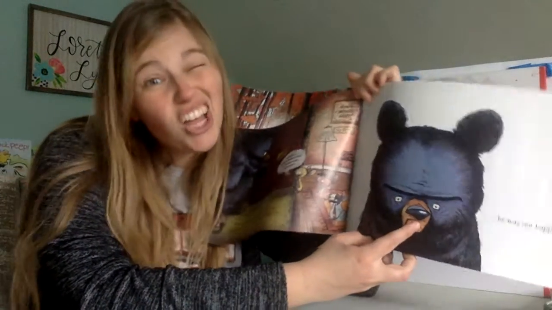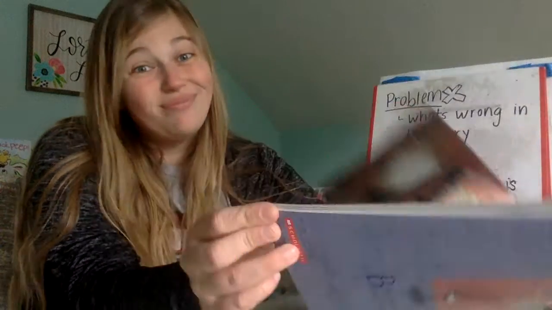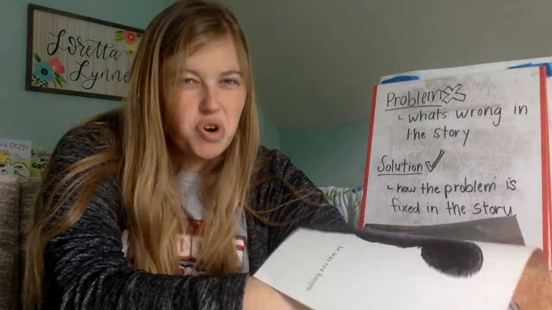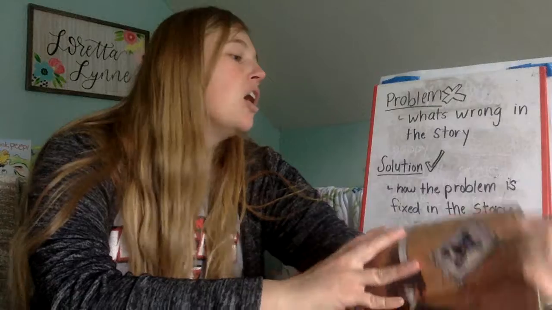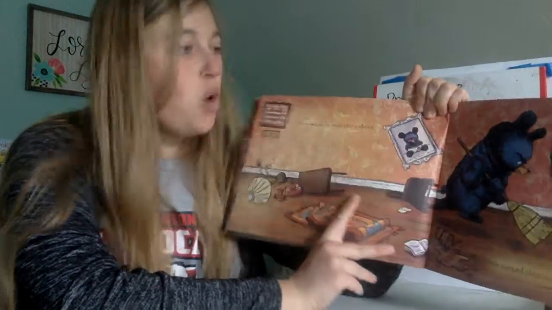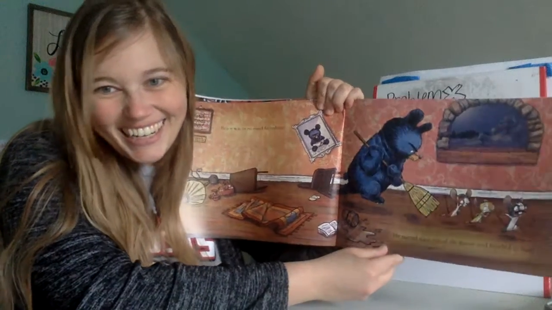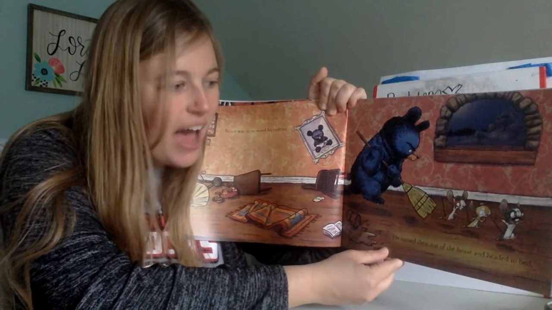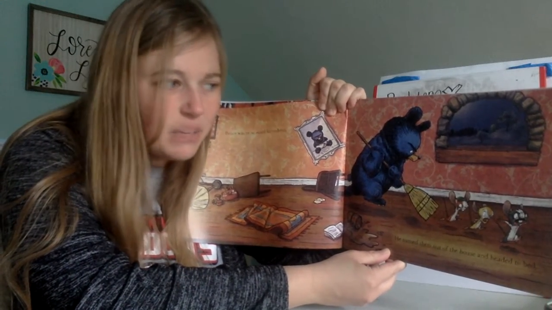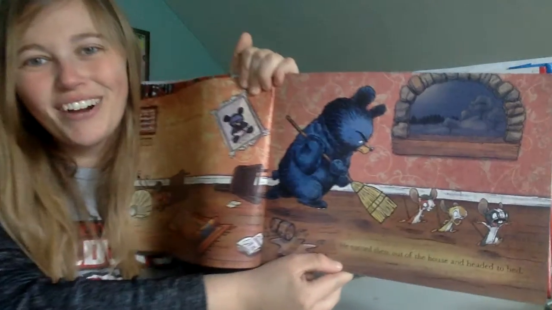Definitely in that yellow or red zone. Grumpy. Bruce was in no mood for rodents. He turned them out of the house and headed to bed. Do you see them running?